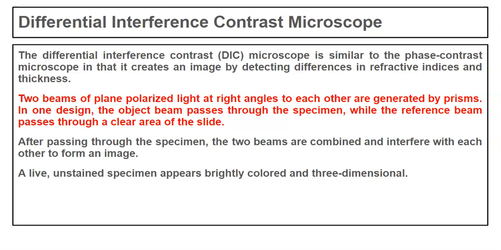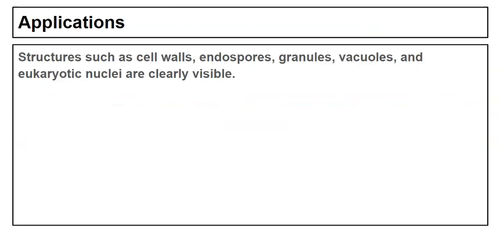Once it has passed through the specimen, the two beams are combined and they will interfere with each other to form an image. So in this you can observe a live specimen which is not stained, and it will appear brightly colored and you would have a 3D image, a three-dimensional image.